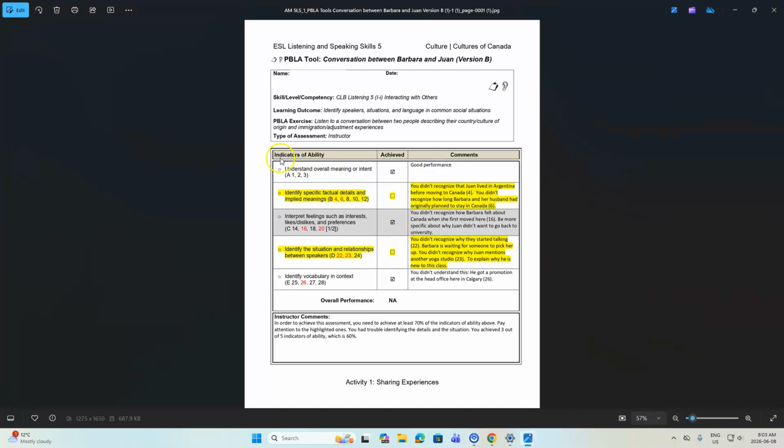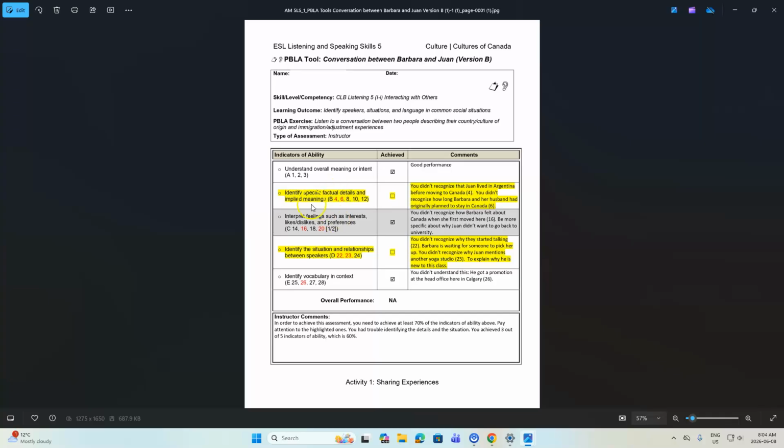So first of all, we need to take a look at the indicators of ability. How many indicators are there? 1, 2, 3, 4, 5. There are 5 indicators of ability. The first one is understanding overall meaning. The second one is identifying details. The third one is interpreting feelings. The fourth one is identifying situations. And the last one is identifying vocabulary in context.